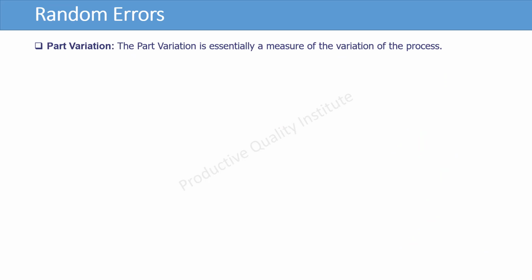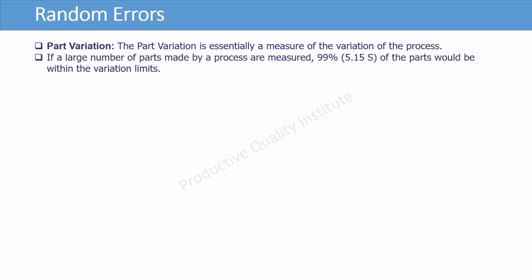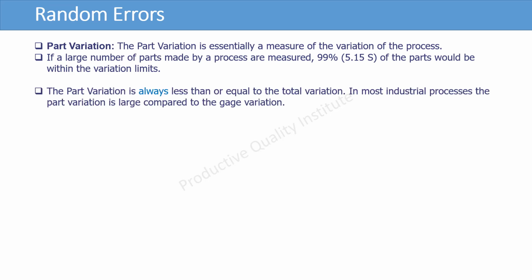Part variation. The part variation is essentially a measure of the variation of the process. If a large number of parts made by a process are measured, 99%, 5.15 sigma, of the parts would be within the variation limits. The part variation is always less than or equal to the total variation. In most industrial processes, the part variation is large compared to the variation of the gauge. Again, the variation of the part is less than or equal to the total variation. Meanwhile, it is greater than the variation of the gauge.